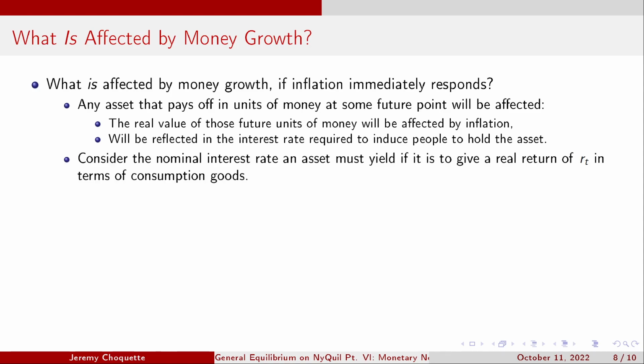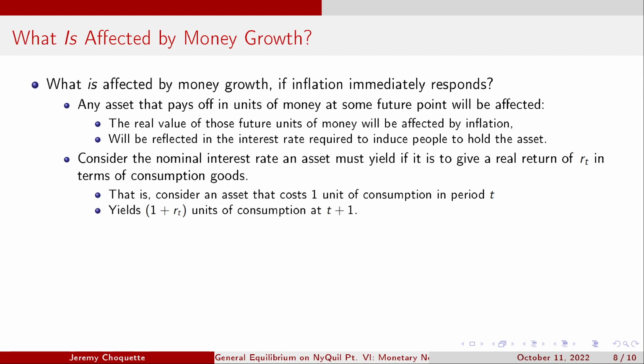What do I mean by that? Well, think about a nominal interest rate that an asset has to give in order to produce a real return of, say, R in terms of consumption goods. So think about an asset that costs 1 unit of consumption in period T. It's going to have to yield 1 plus R units of consumption in period T plus 1.